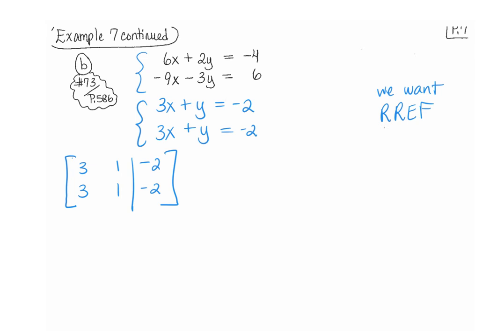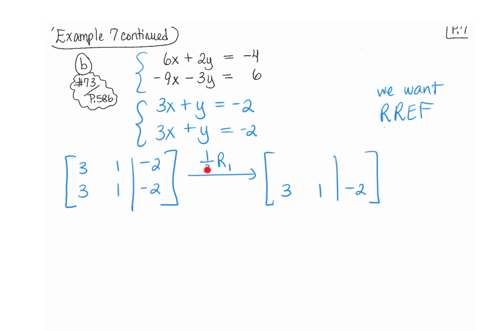Can't hear you? Want the 3 in the 1-1 position or the 2-1? In the 1-1 position, we want it to be a 1. So what do we need to do? Multiply what by 1/3? Just 3? The whole row 1. You got it. So we're going to multiply row 1 by 1/3 to get a new row 1. Is row 2 going to change? No. So row 2 is going to be 3, 1, -2.